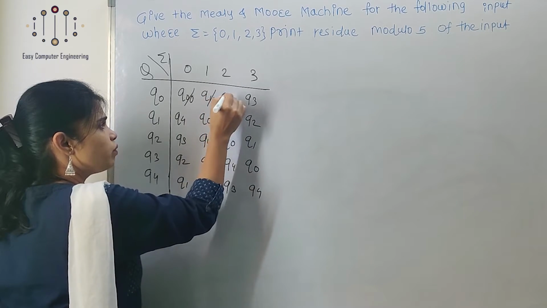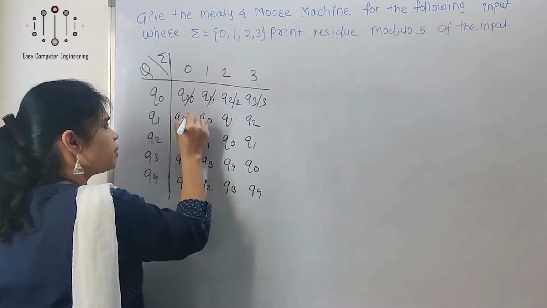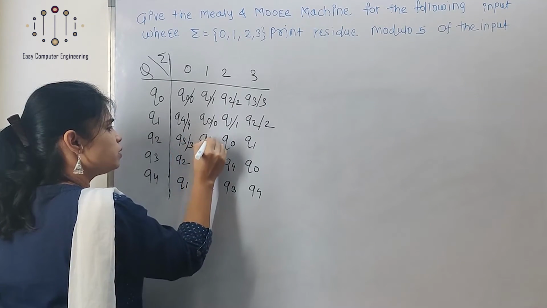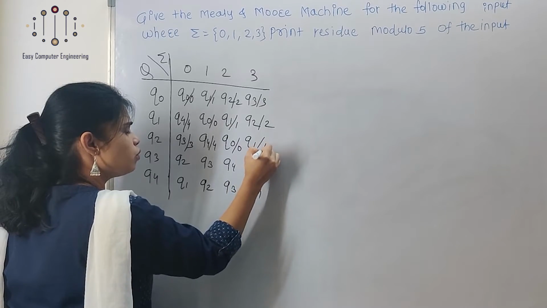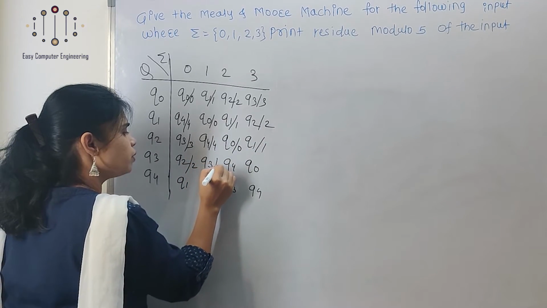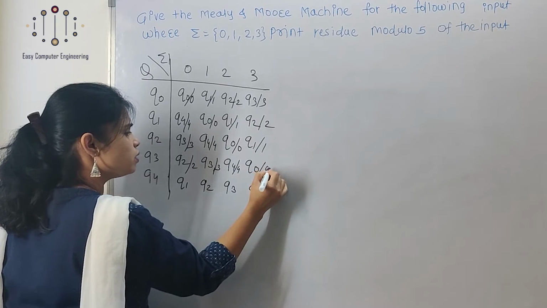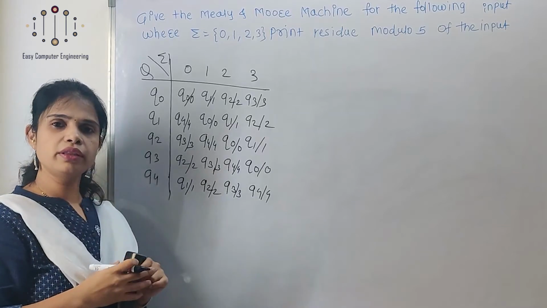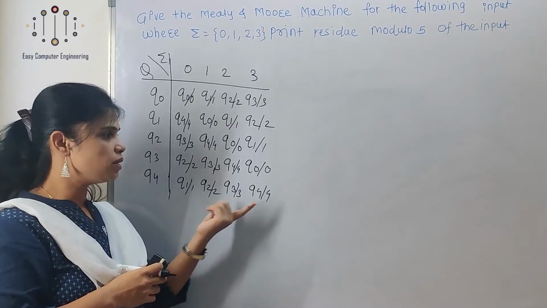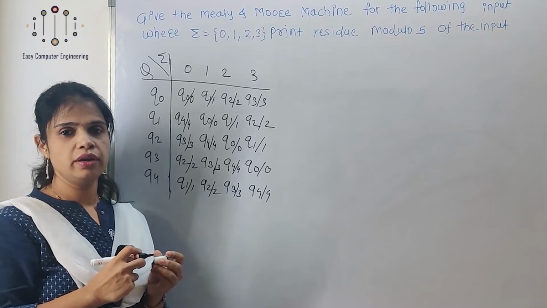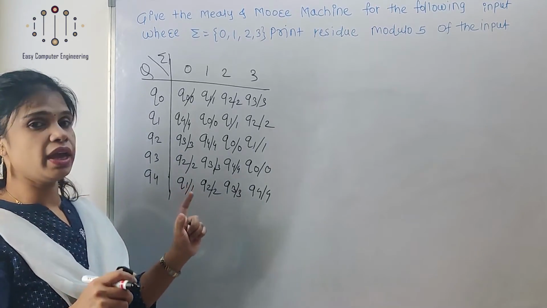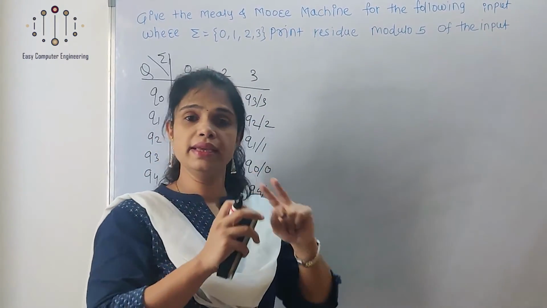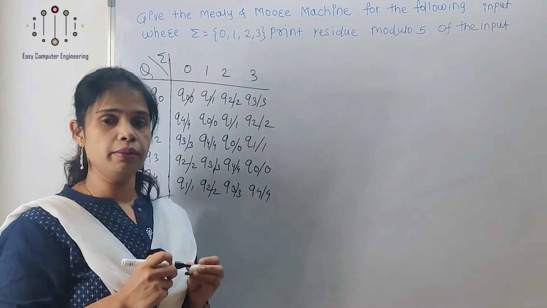So 0, 1, 2, 3. Again 4, 0, 1, 2. 3, 4, 0, 1. 2, 3, 4, 0, 1, 2, 3 and 4. We got this Mealy machine, and for this Mealy machine you can design the transition diagram. Okay. So in the same way, for any example, any sigma, any residue, you can easily design a Moore or Mealy machine.